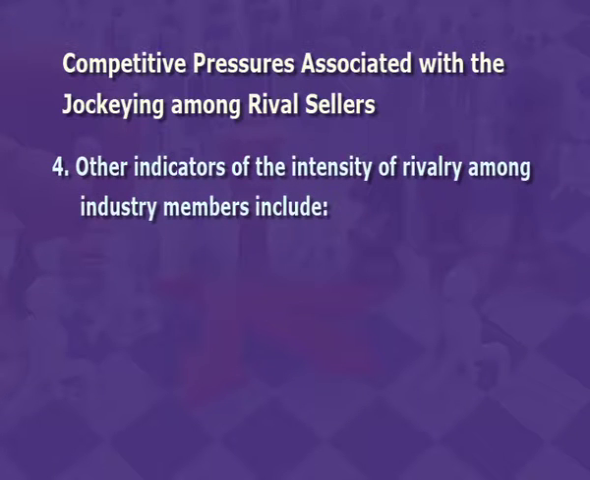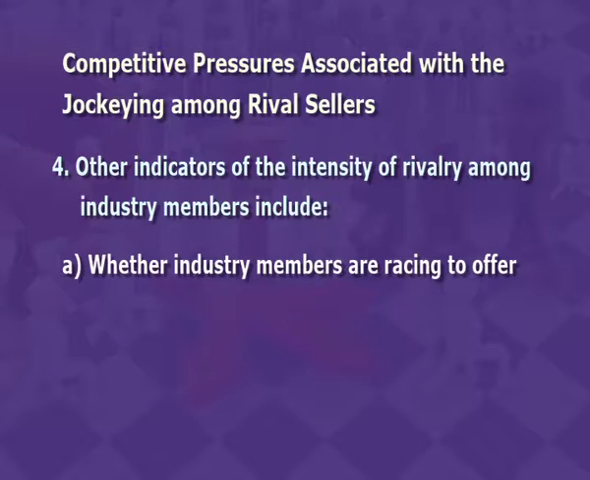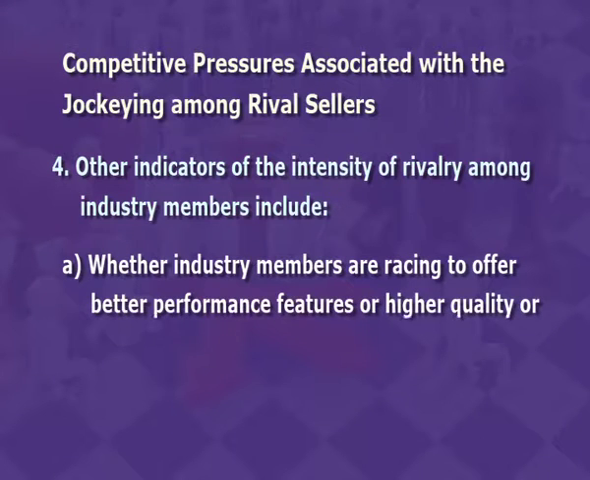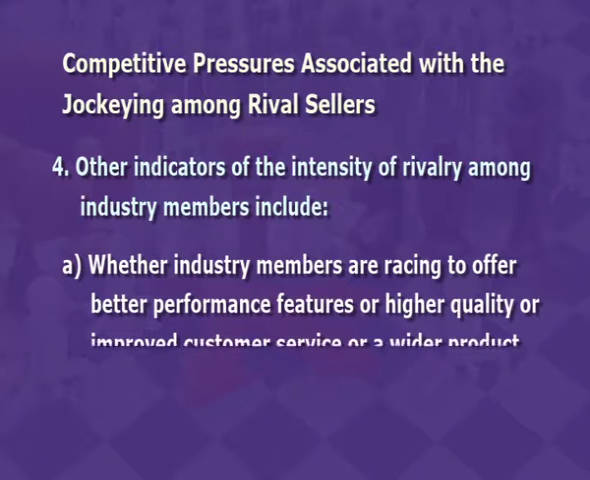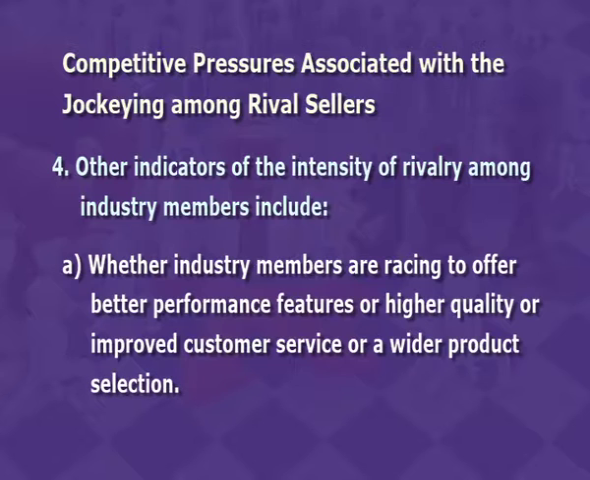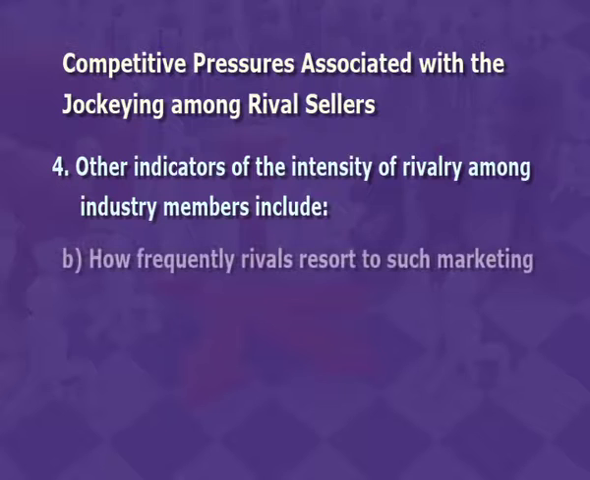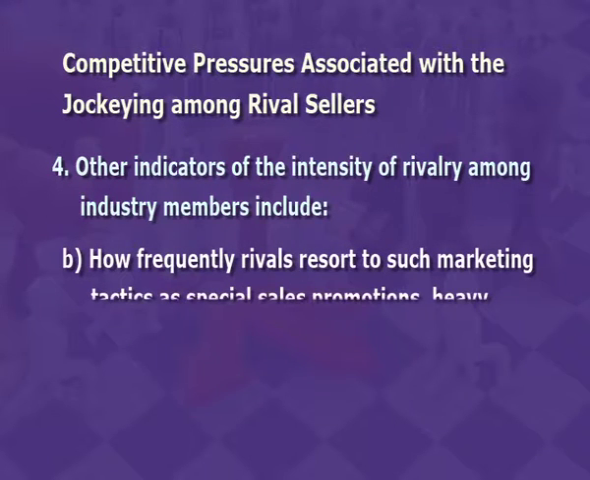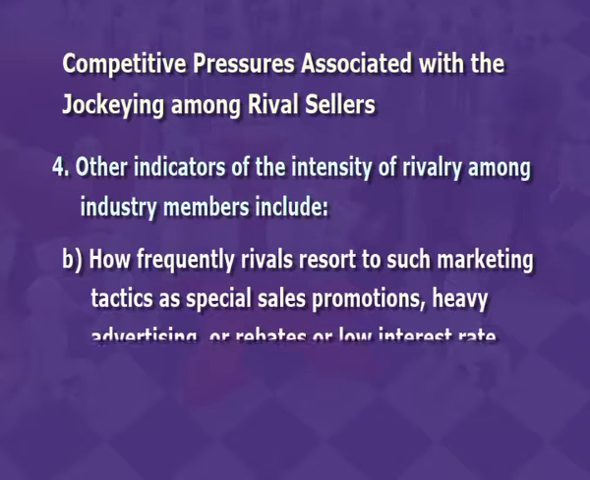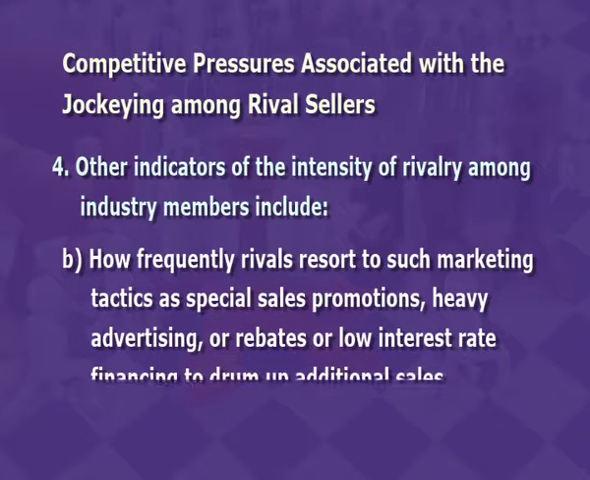Fourth, other indicators of the intensity of rivalry among industry members include: A. Whether industry members are racing to offer better performance features or higher quality or improved customer service or a wider product selection. B. How frequently rivals resort to such marketing tactics as special sales promotions, heavy advertising, or rebates or low interest rate financing to drum up additional sales.